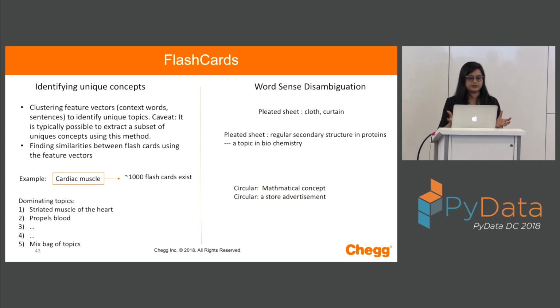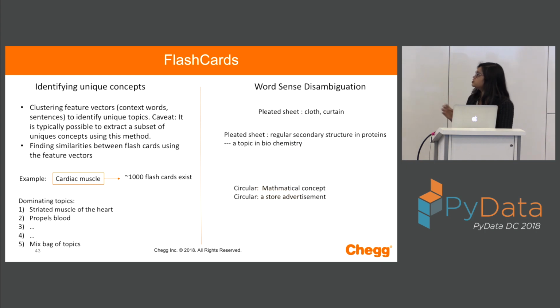Someone will say this is striated muscles of the heart. Then there are other concepts like musculoskeletal. Then some other cards say propels blood. So one of the goals has been to find the number of unique concepts. This is in general not easy because a lot of the time there might be just one card with a different concept, but we try to find the dominating concepts in general.